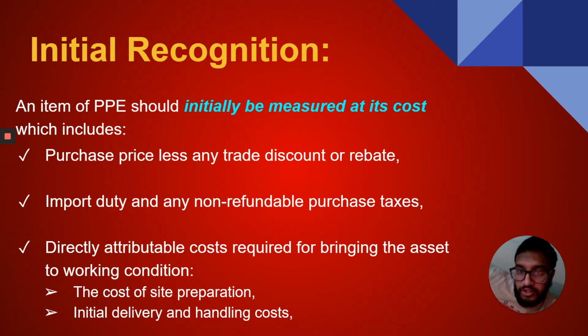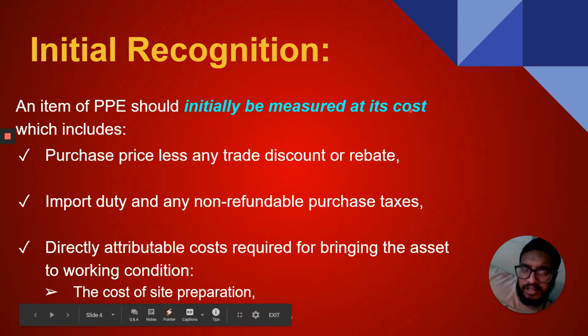So in your initial recognition, how will you recognize a PPE? First of all is the purchase price. You need to include the purchase price, less any discount, because when you get the bill you will see it there. So your purchase price less any discount or rebate, and then you can also add import duties and non-refundable purchase taxes such as stamp duty, the taxes that you pay. That will be added up, but it's always measured at cost.